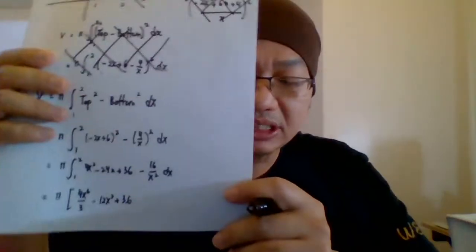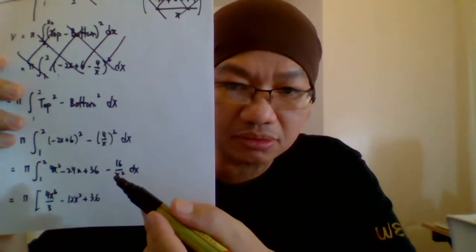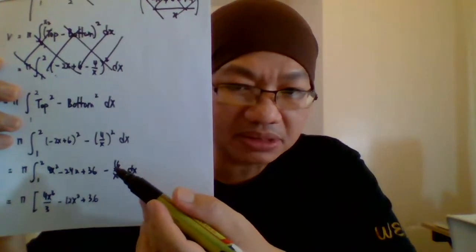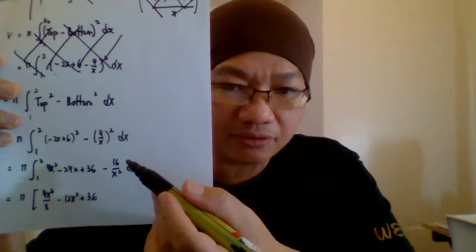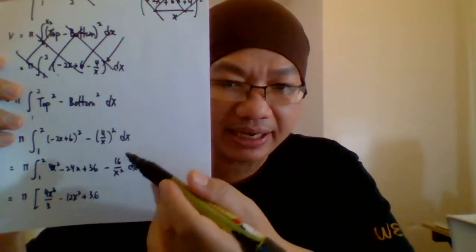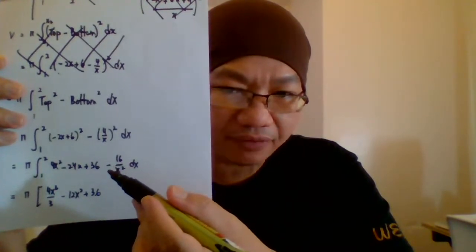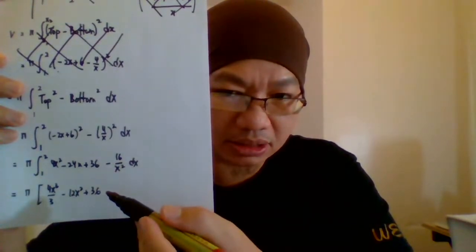4x cubed over 3 minus 24x squared over 2, negative 12x squared plus 36. This one, minus 16 over x squared. You need to bring the x squared to the top, so it becomes 16x to the power negative 2. When you integrate that, it becomes 16x to the power negative 1 over negative 1. The negative 1 and the negative here, minus and minus, mix together and become plus. It becomes plus 16 over x, with limits 1 and 2.